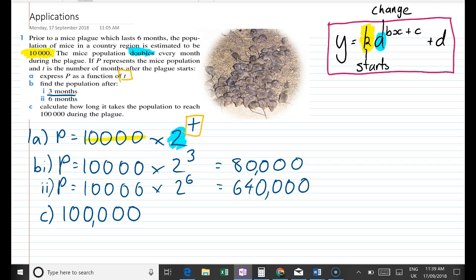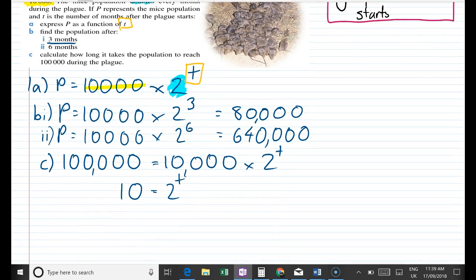So I chuck P into my formula, and that's going to equal 10,000 times 2 to the T. I want to find out what T is. So the first thing I do is just divide both sides by 10,000. And I get 10 equals 2 to the power of T. Okay, and I'm just going to do this by counting. So 2 to the power of 1 is 2, 2 is 4, 3 is 8, and 4 is 16, more than 10. So it's going to take 4 months.